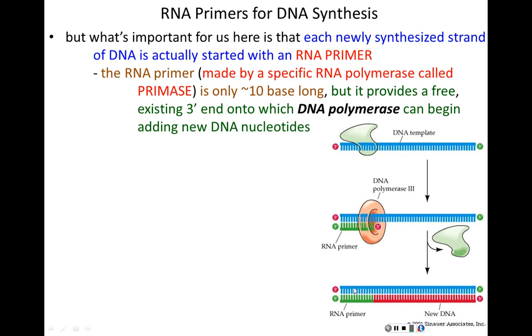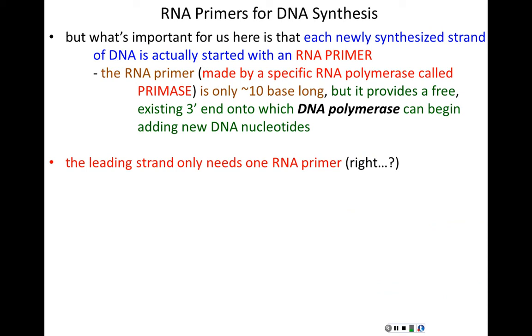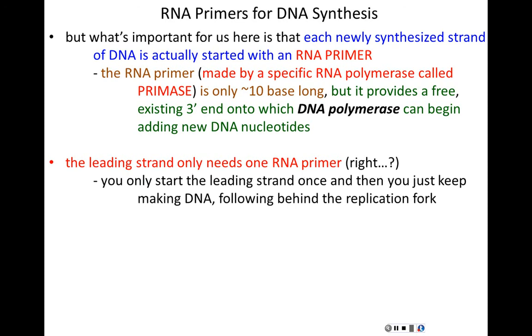So the leading strand only needs one RNA primer. Think about that for a minute. Make sure you understand why. If you can't visualize in your mind why the leading strand only needs one RNA primer, you should probably back up the lecture and go back to the leading and lagging strand slides. But trust me when I say that the leading strand only needs one RNA primer. You start the leading strand only once, right? You only have to initiate DNA replication on the leading strand once, and then you just chug along the replication fork, following behind it as it opens new DNA.